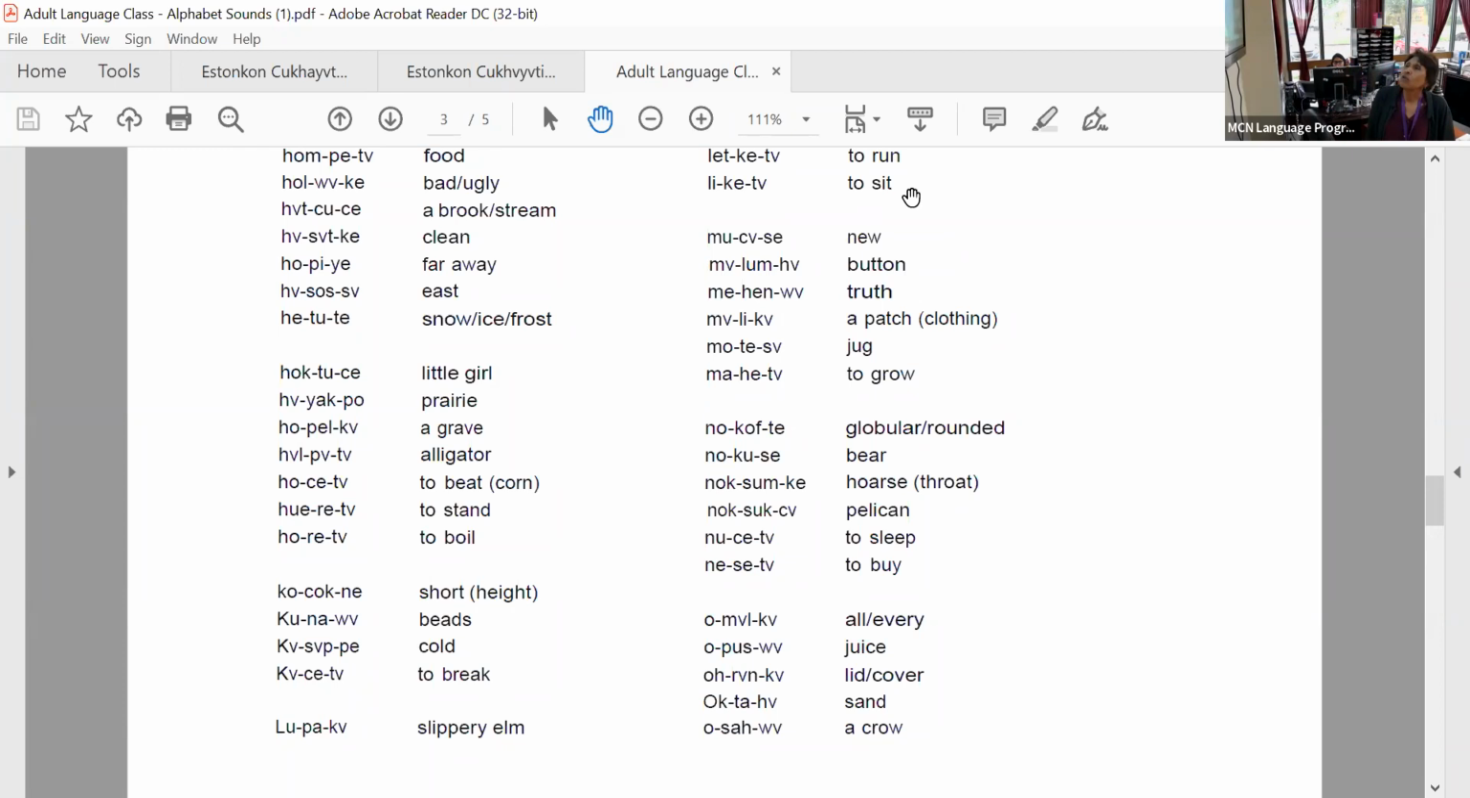Bear, nogushi. Well, everybody's saying bear, you're saying nogushi. But if you went to the zoo and told somebody nogushi, what do you think they'll say? They don't know and they don't care. But to you, it's nogushi. Horse, noksongi.